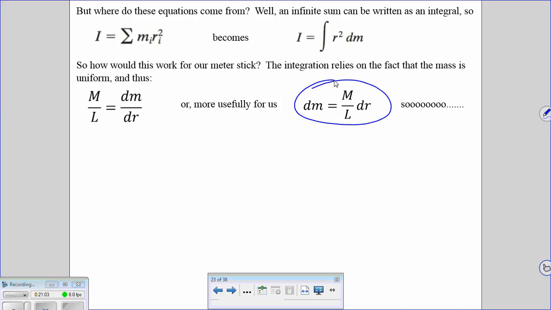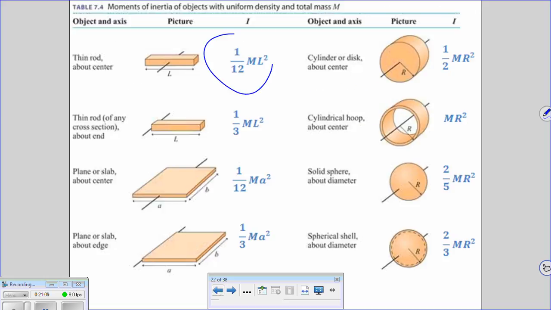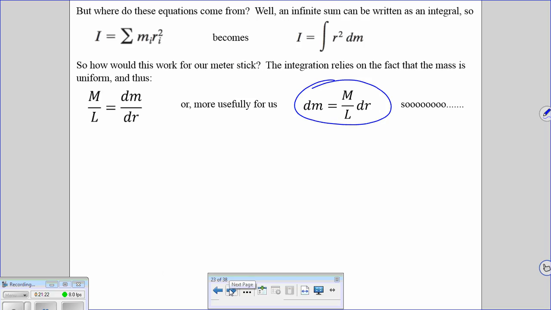Okay? So let's see if we can do this. What I want to do is see if we can come up with this equation. We're rotating our rod about the center, and we're going to try to integrate and see if we can figure this out. So here's the deal. Here's the rod about the pivot point, the axis, whatever that little dotted line is. It's got a length of L.